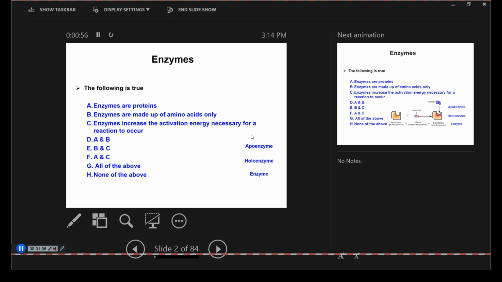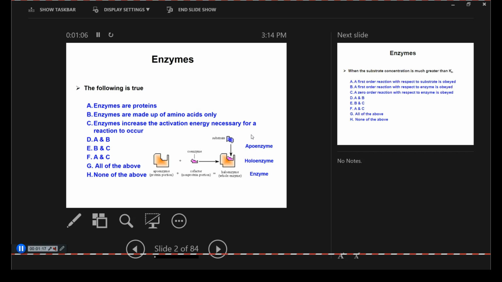Okay, so you all agree that B and C are incorrect. So B, enzymes are made up of amino acids only, not necessarily. Sometimes you need something we call a cofactor or a coenzyme. So we have different names.